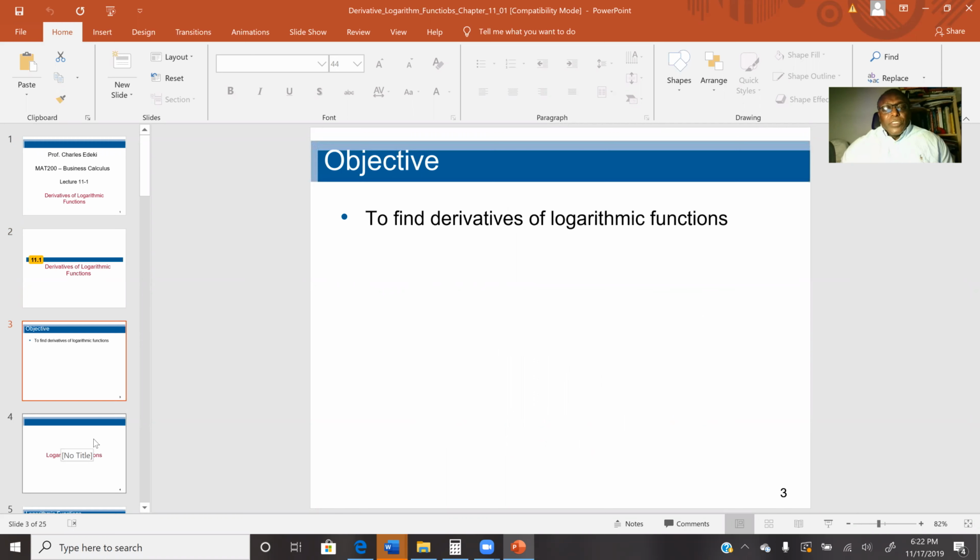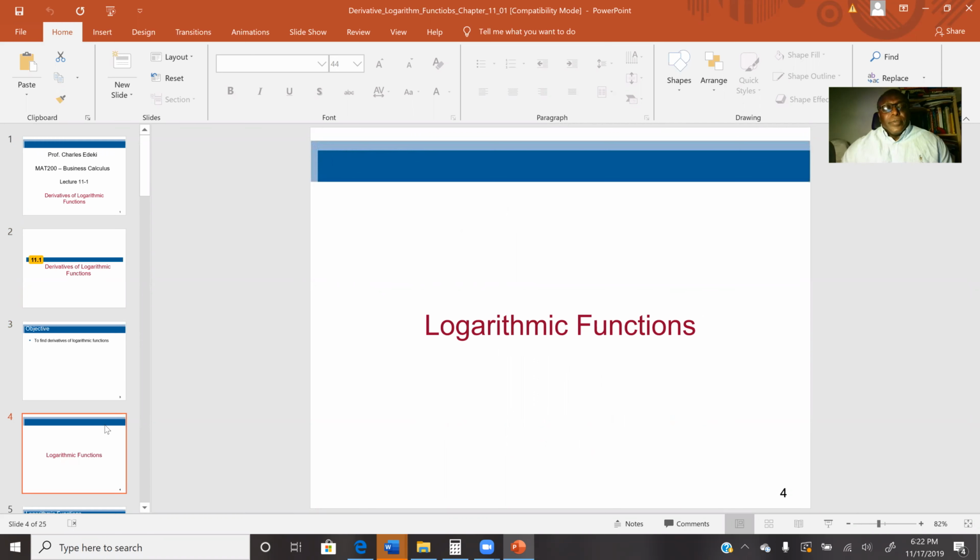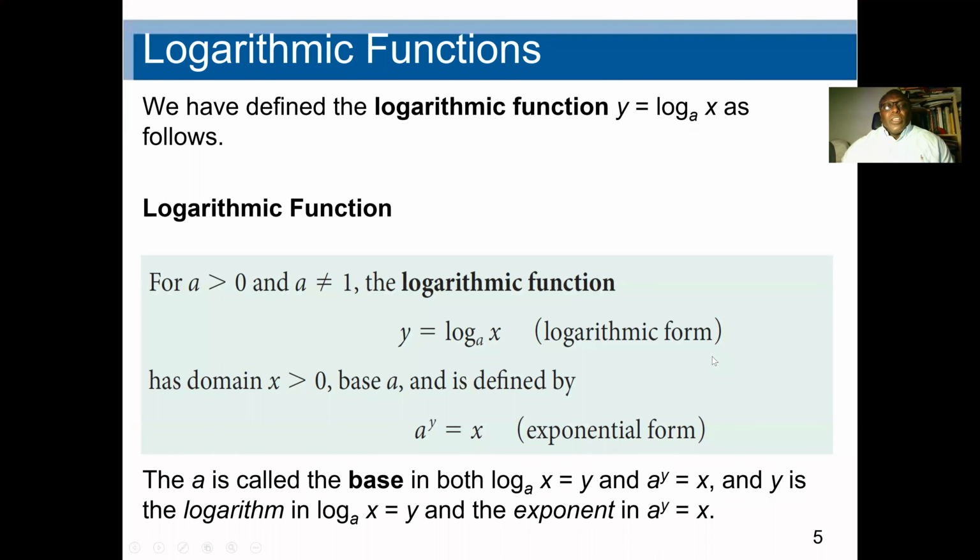So to find a derivative of log functions, first we shall go through what is a log function, and then we start the derivative. An example: if we have a function y equal to log base a of x, this is a log function. a should be a value greater than 0 and also not equal to 1. So for a greater than 0 and a not equal to 1, the log function will be y equal to log base a of x.